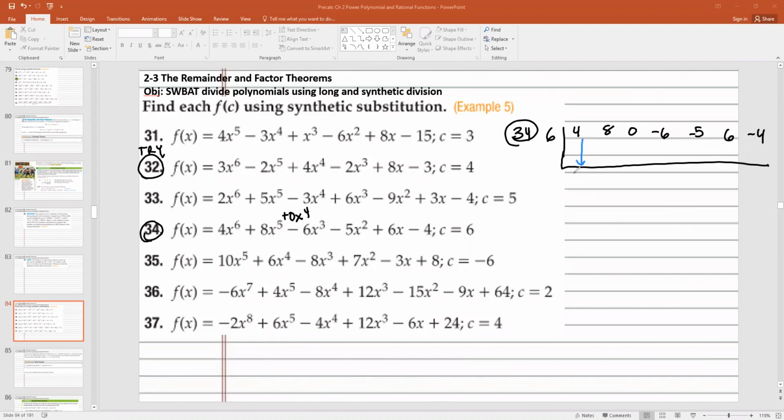So bring this down. We get 4, multiply. We get 24. Add. You're going to get 32. Multiply. Oh no. 192. Add. You get 192. Oh boy. What did I get myself into? I really should have done this problem beforehand.